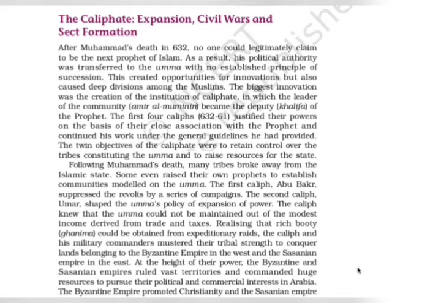The caliph knew that the Ummah could not be maintained out of the modest income derived from trade and taxes. Realizing that rich booty, ghanima, could be obtained from expeditionary raids, the caliph and his military commanders mustered their tribal strength to conquer lands belonging to the Byzantine Empire in the west and the Sasanian Empire in the east. At the height of their power, the Byzantine and Sasanian empires ruled vast territories and commanded huge resources to pursue their political and commercial interests in Arabia.